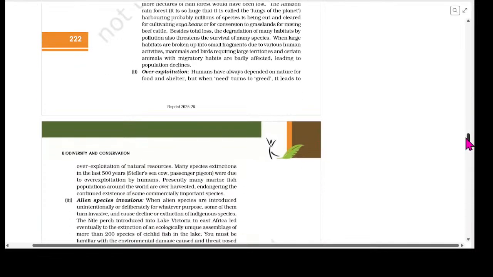Besides total loss, the degradation of many habitats by pollution also threatens the survival of many species. When large habitats are broken up into small fragments due to various human activities, mammals and birds requiring large territories and certain animals with migratory habits are badly affected, leading to population decline.